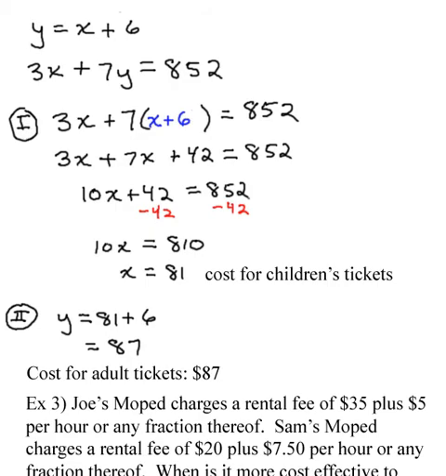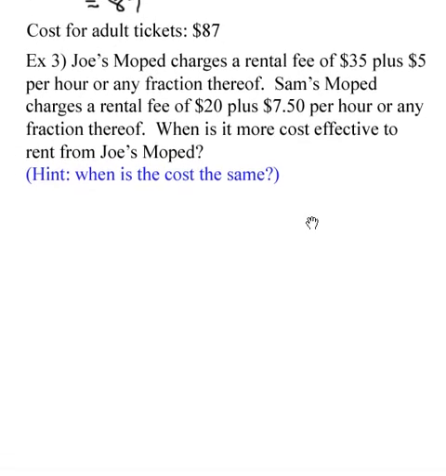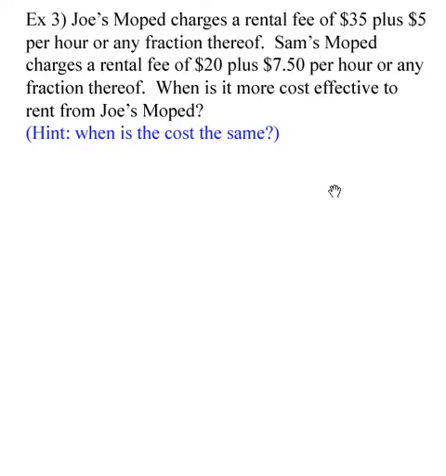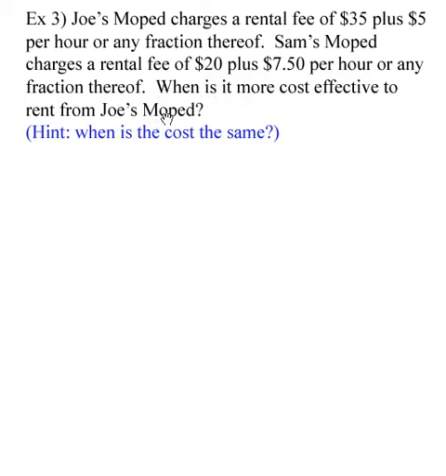All right, our third example for this lesson, we're going to talk about the cost of renting a moped at one of 2 different locations. So Joe's Moped charges a rental fee of $35 as a flat fee, plus $5 per hour or any fraction thereof. So yes, if you come in 1 minute later, you're charged for the entire hour. Sam's Moped charges a rental fee of $20 as a flat fee, but $7.50 per hour or any fraction thereof. And the question here is, when is it more cost effective to rent from Joe's Moped? And my hint is let's find out when it costs the same.